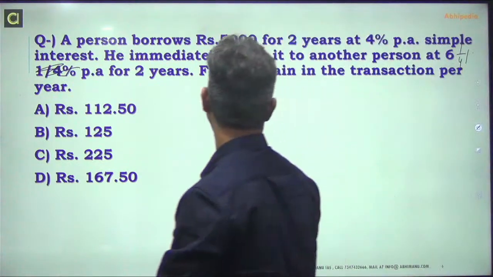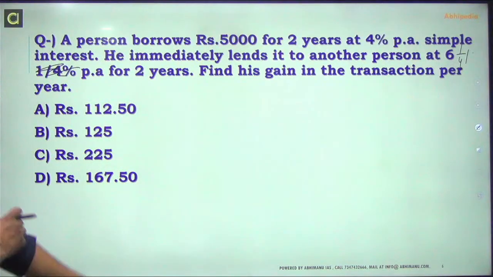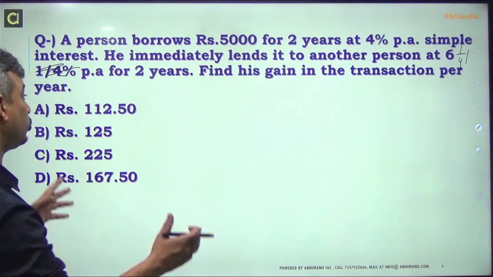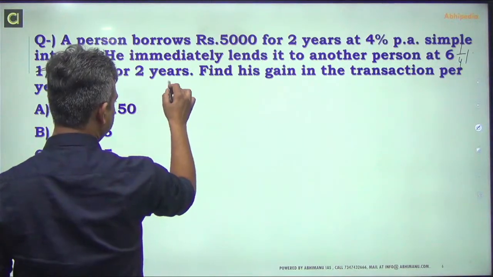A person, what it means, what the person is doing, it means, let us say Himanshu is doing a job. Hai na? So principal is how much? 5,000.